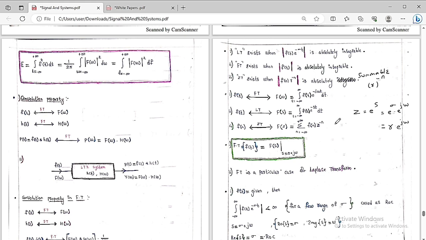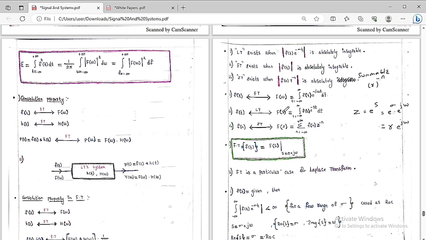So these formulas you always have to keep in mind, and I have already told you e to the power of s is nothing but z. So here z to the power of n replaces e to the power of st, and t becomes n, and the integration becomes a summation, from n equals minus infinity to plus infinity.